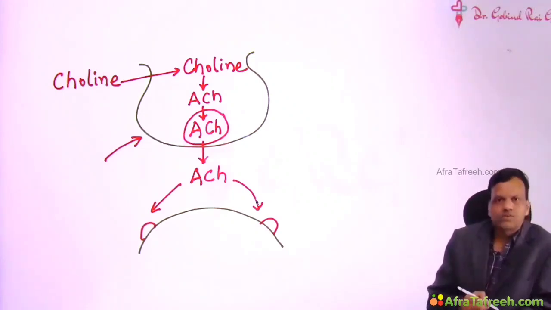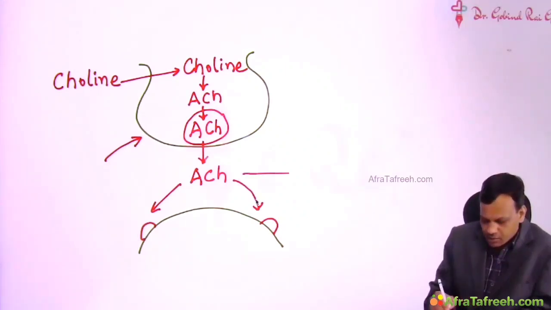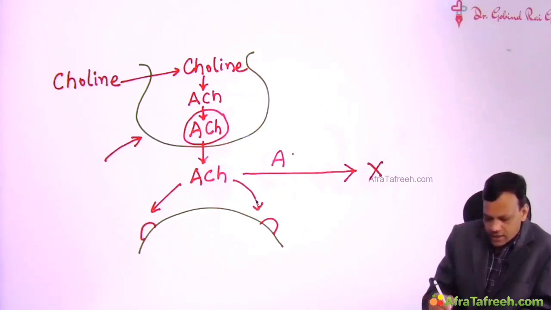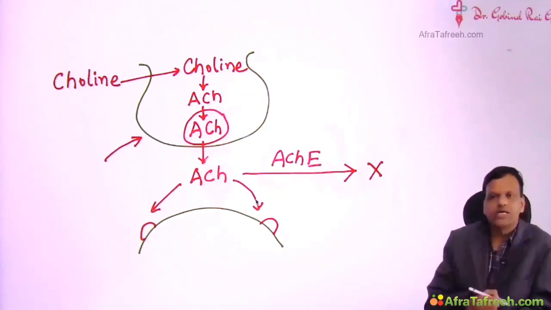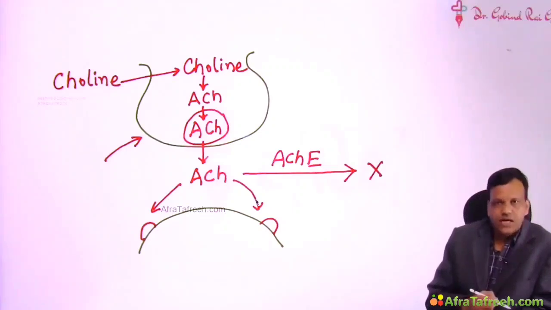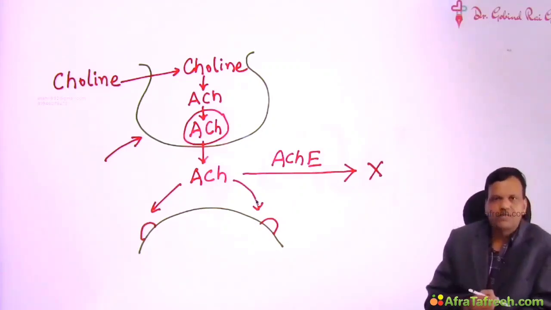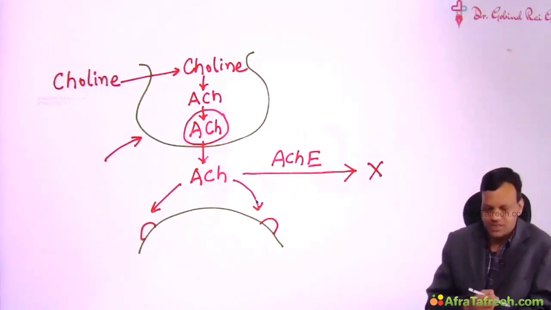Now we know that no substance keeps on working forever. So we have to stop the action of acetylcholine also, and that is done by metabolism. The action of acetylcholine is stopped by acetylcholine esterase. Acetylcholine esterase metabolizes acetylcholine, that will terminate the action. Now among all the steps which we have discussed, the slowest step or the rate limiting step is the first step, that means uptake of choline. Uptake of choline is the slowest step in the parasympathetic system.